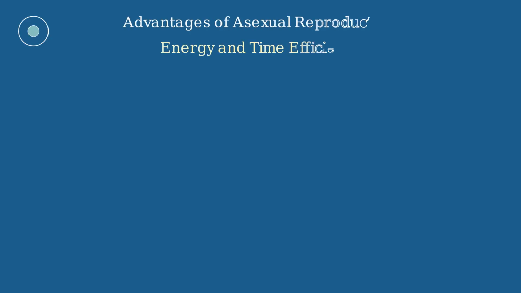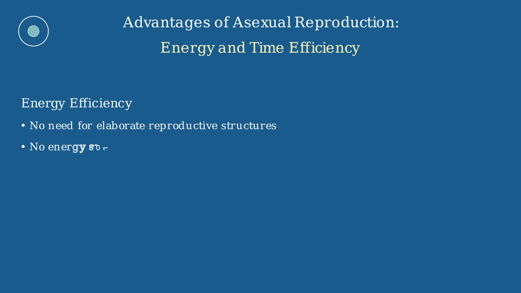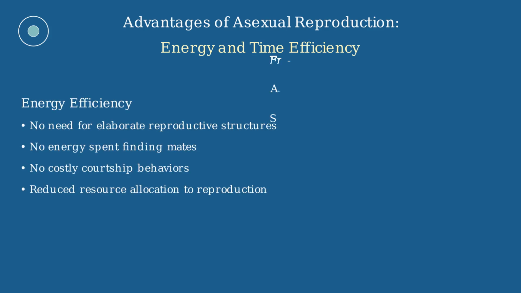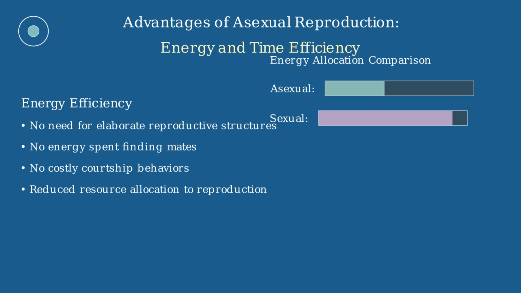Asexual reproduction offers significant advantages in terms of energy and time efficiency. Let's first examine how asexual reproduction conserves energy. Unlike sexual reproduction, asexual reproduction requires significantly less energy. There's no need to produce elaborate reproductive structures like flowers or specialized gametes. Organisms reproducing asexually don't need to spend energy searching for mates or engaging in courtship behaviors, which can be extremely energy intensive in sexual species.